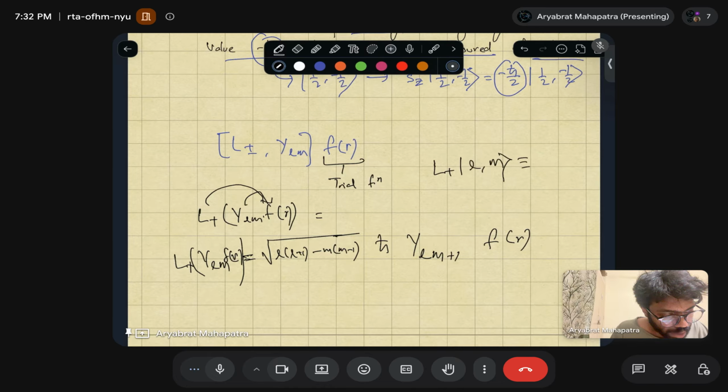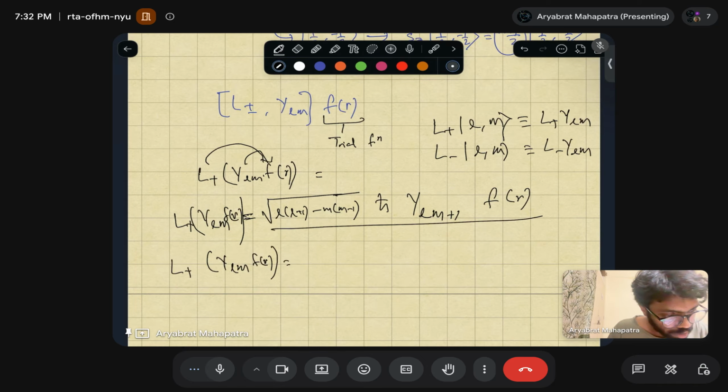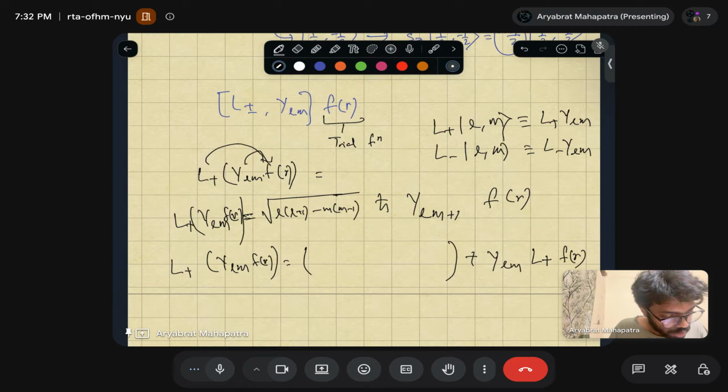So this is only L plus acting on YLM, and you also need to know what happens when L minus acts on YLM. Then if you have YLM f of r, when L plus acts on it, you will get this whole thing. L plus will not only act on YLM, there will be one more term as well, where YLM acts on L plus f of r, right?